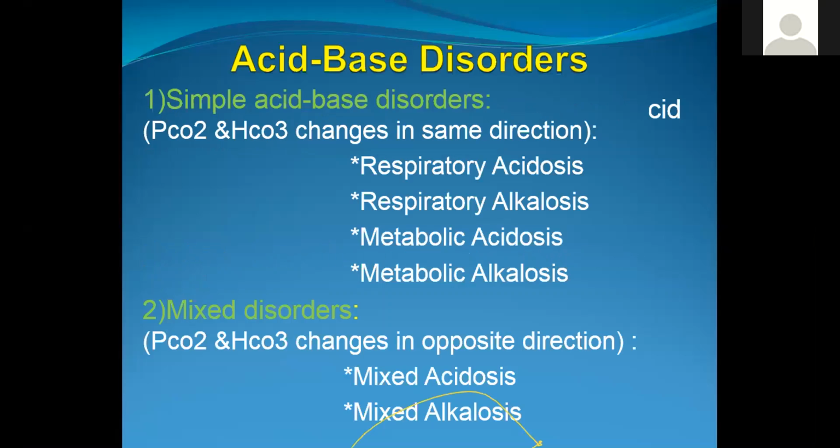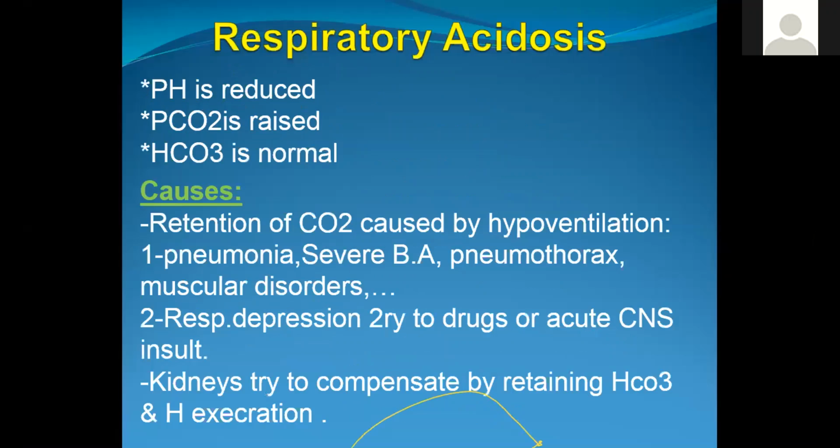Here we'll discuss the most common acid-base disorders we see in your patient. There are simple disorders which include only one disorder, either respiratory or metabolic, either acidosis or alkalosis. Sometimes we'll face mixed disorders, could be mixed acidosis, both metabolic and respiratory, and also mixed alkalosis, metabolic and respiratory as well. The most common disorder we'll see is respiratory acidosis.